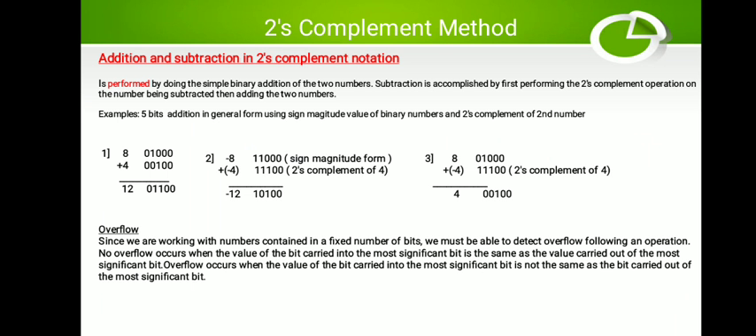When we carry out this simple addition, 0 plus 0 will be 0, 0 plus 0 will be 0, but 0 plus 1 becomes 1 and 1 plus 0 becomes 1 and 0 plus 0 becomes 0. So the binary equivalent of this is equal to 12. So 8 plus 4 is 12. Then take the second example. What is shown in the second example? Minus 8 minus 4.